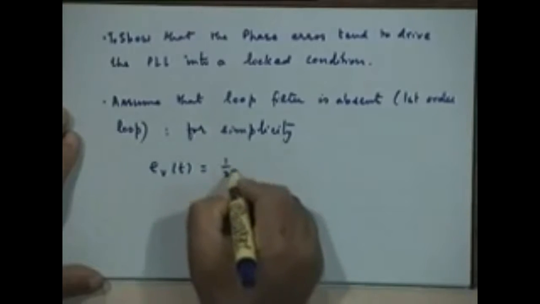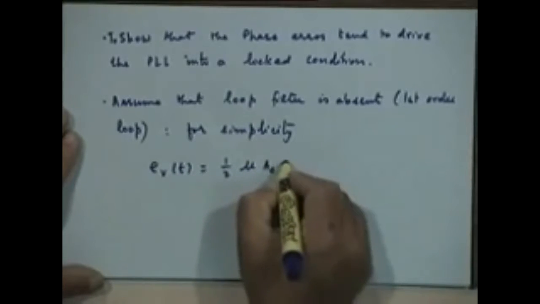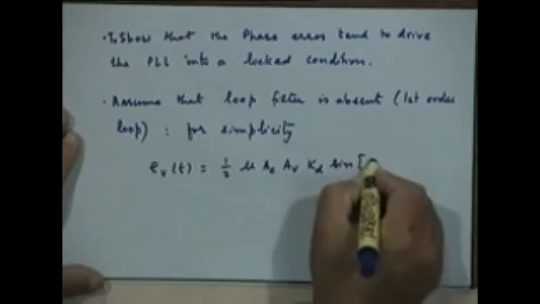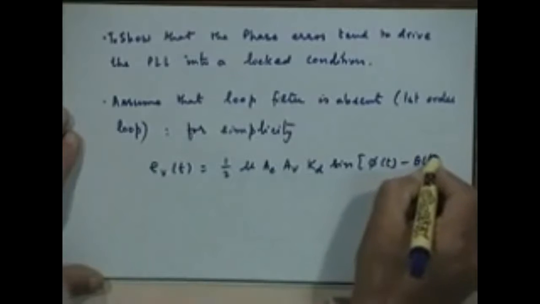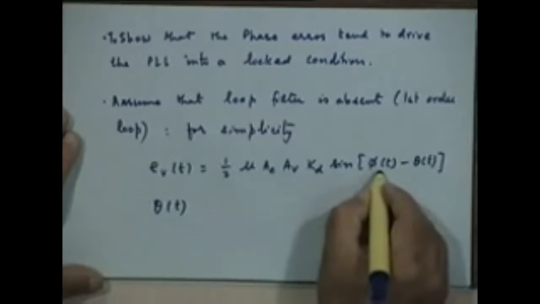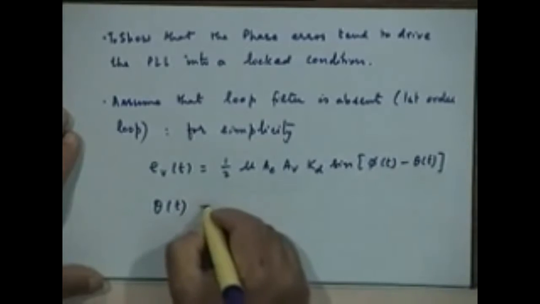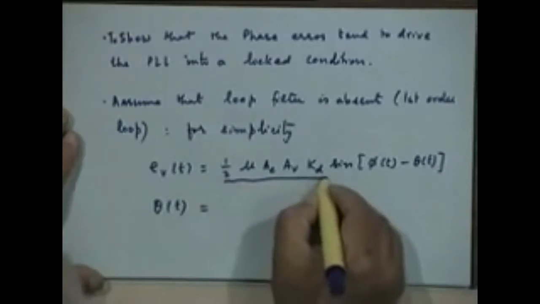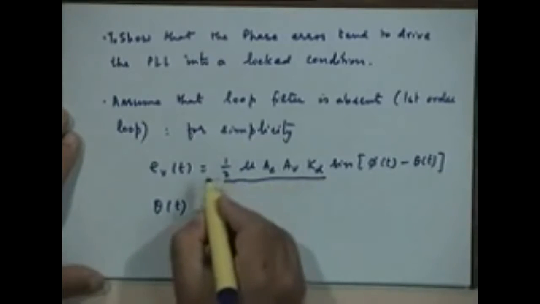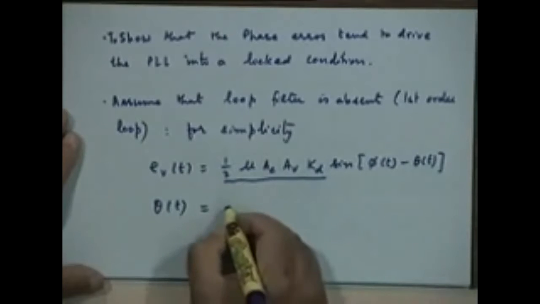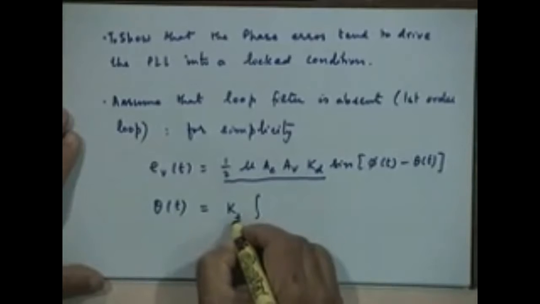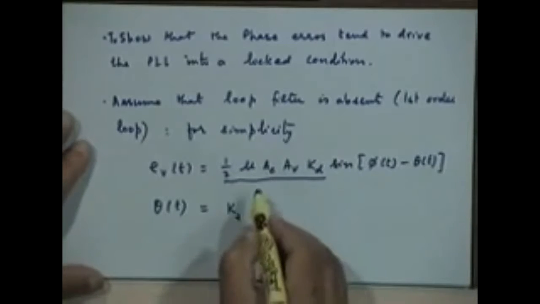So, we have E sub V of t equal to half mu times A sub C, A sub V, K sub D into sine of phi of t minus theta of t, where phi of t is the input and theta of t is the output. Let me denote this complete thing as a constant k sub t, rather than carrying on all these constants with me throughout. This t of course does not denote time, this t stands for total gain.